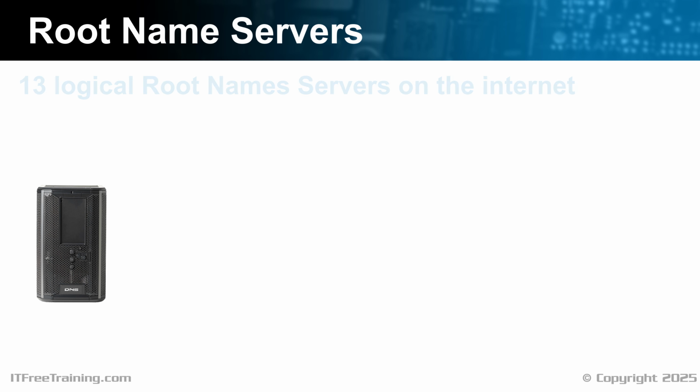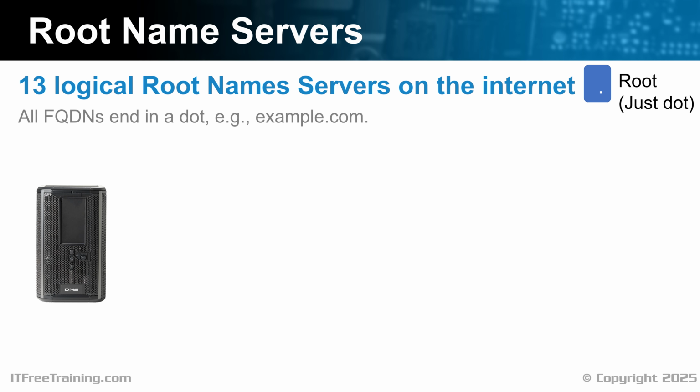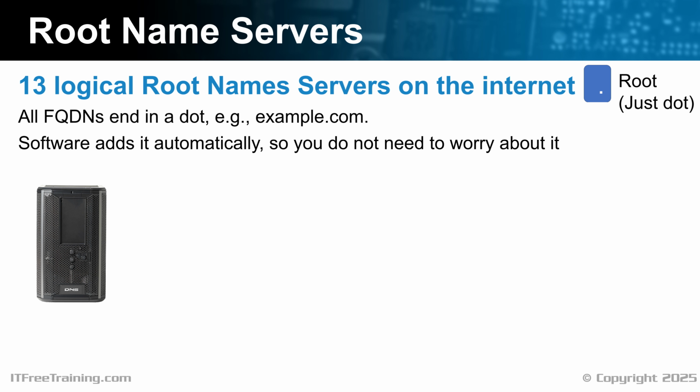There are currently 13 root name servers on the Internet, often referred to as root servers or DOT. While often referred to as servers for simplicity, each named root server in the domain name system is not a single physical machine. Instead, it's a geographically distributed cluster of redundant servers working together as a single logical entity. All FQDNs end with a dot. You may never have been aware of this because software automatically adds it, so you don't need to worry about it.